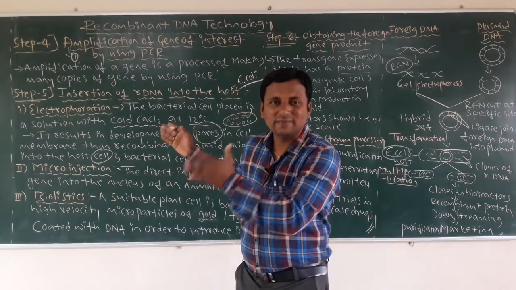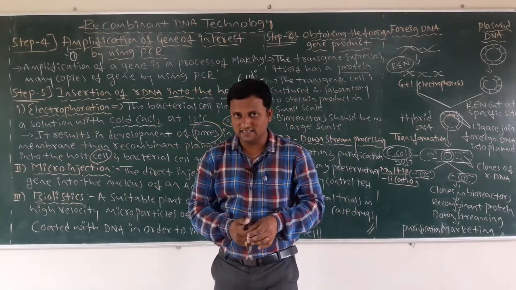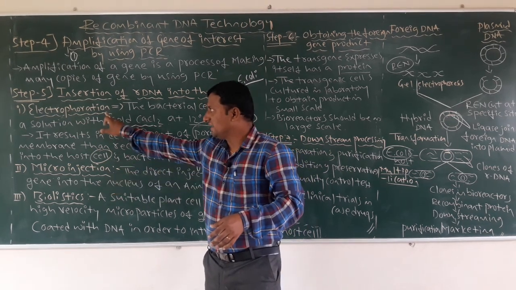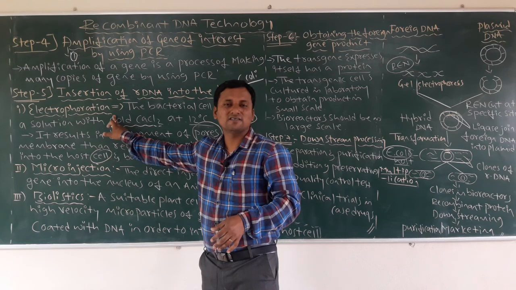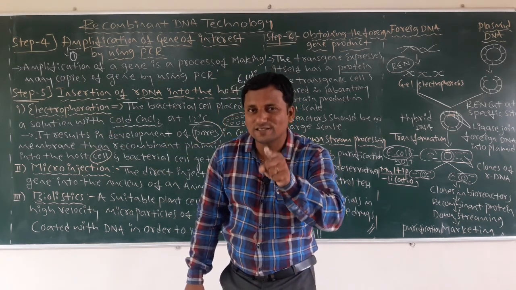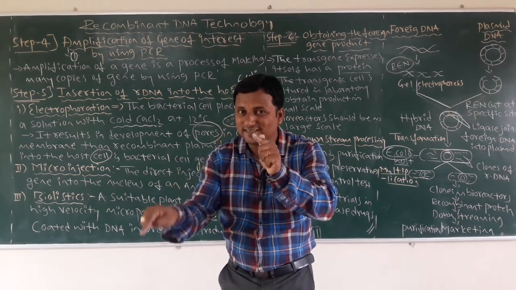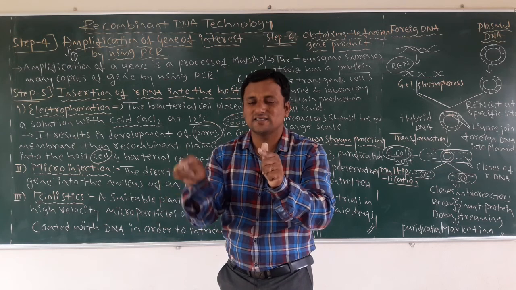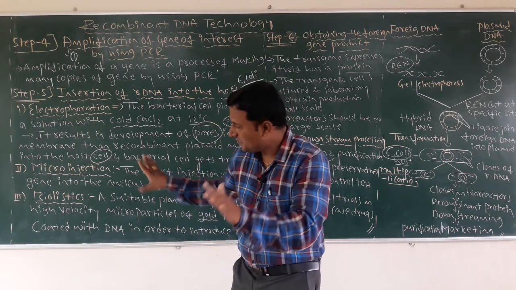Like that same concept here also, another method, this is a direct method we call it, that is called microinjection. Electroporation is an indirect method, because when there is the formation of the pores, only then there is the formation of recombinant plasmid. After that, it will enter into the cell. When it reaches the cell, our method will be completed. That's the way. Same here also.